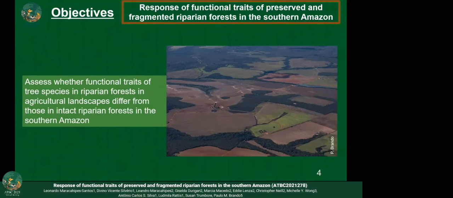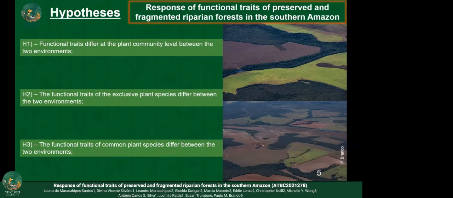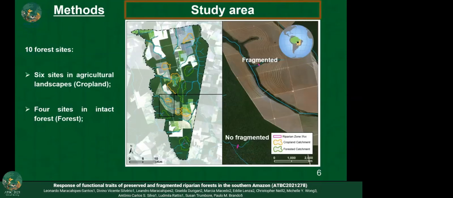We assess whether the functional traits of tree species in riparian forests in agricultural landscapes differ from those in intact riparian forests in the southern Amazon. Considering that deforestation promotes change in the structure and species diversity of fragmented riparian forests, we created hypotheses about community, exclusive species, and common species. To test these hypotheses, we are conducting forest inventory and sampling 12 functional traits of three species occurring in 10 different sites.